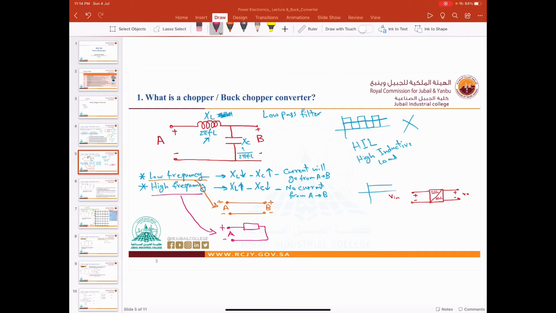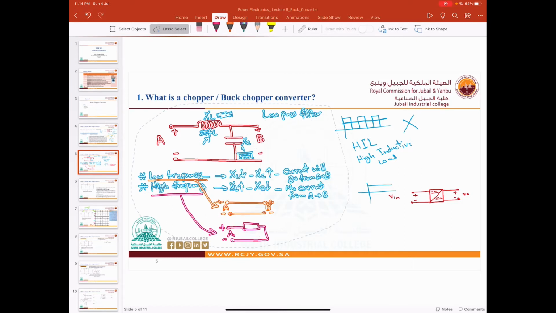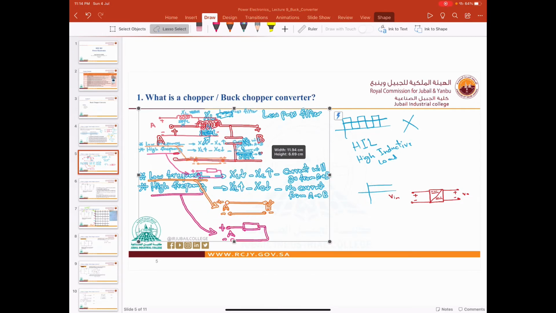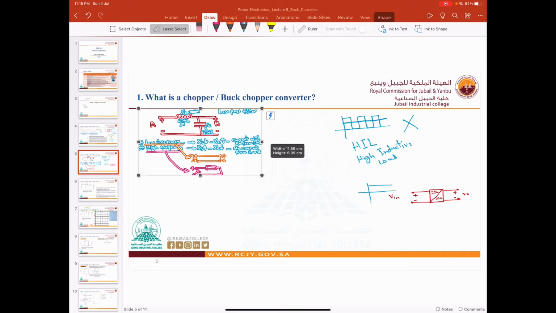We need it for our buck chopper. Now let me draw the buck chopper here. Let me make it small, right?